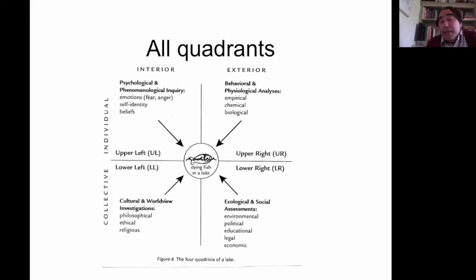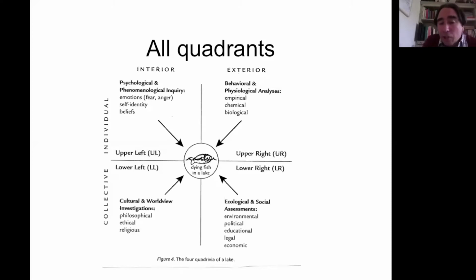If you look at behavioral and physiological analysis in the upper right quadrant, you have what's actually causing the fish to die. So it's a chemical, just say that it's the chemical nitrate. So that's a chemical that's causing the fish to die.